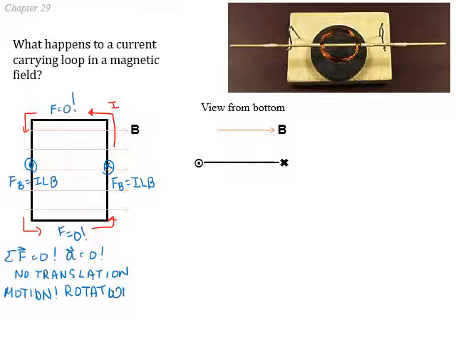It'll spin around. If it rotates, that tells us that the net torque on that little loop is not 0. And in fact, the direction of the torque is going to point straight up.